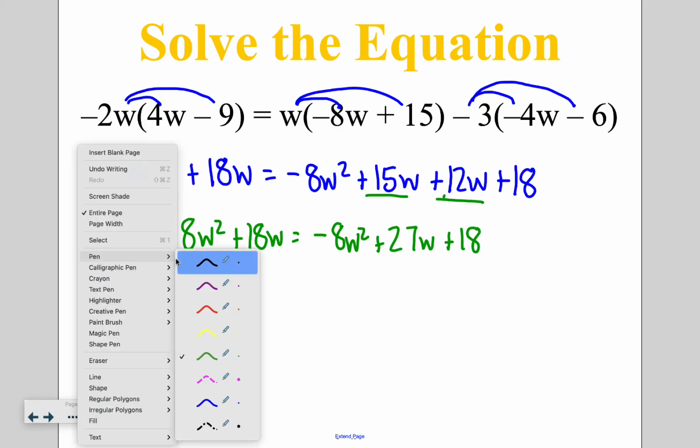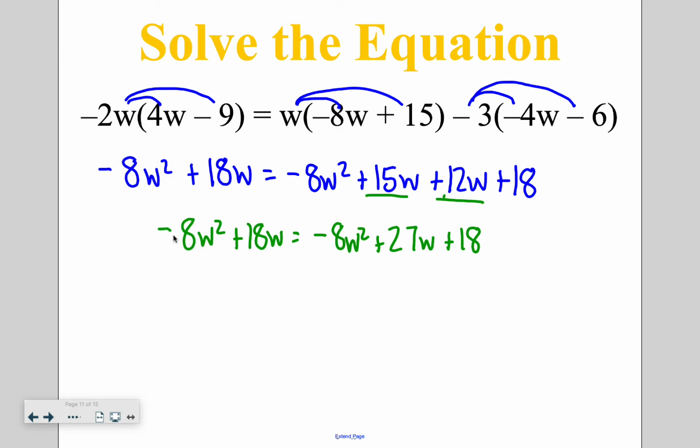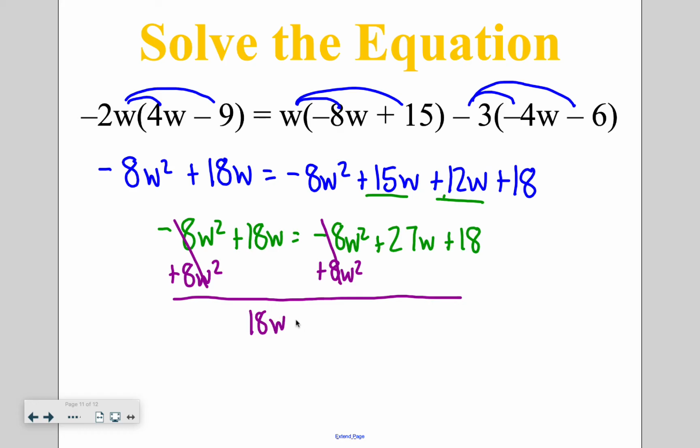Next, we're going to want to start to rearrange from side to side. So I'm going to take this negative 8w squared, and I'm going to add that to the other side to get it with its like term. So now that I'm moving to the opposite side of the equal sign, I have to use my inverse operations. Negative 8w squared cancels out. Negative 8w squared once again cancels out, leaving me with 18w is equal to 27w plus 18.